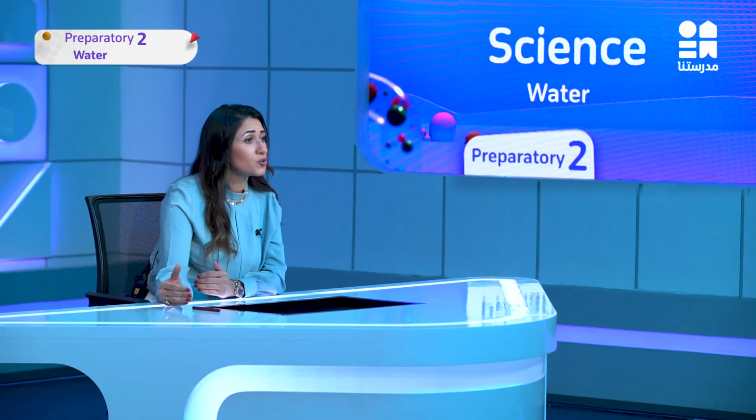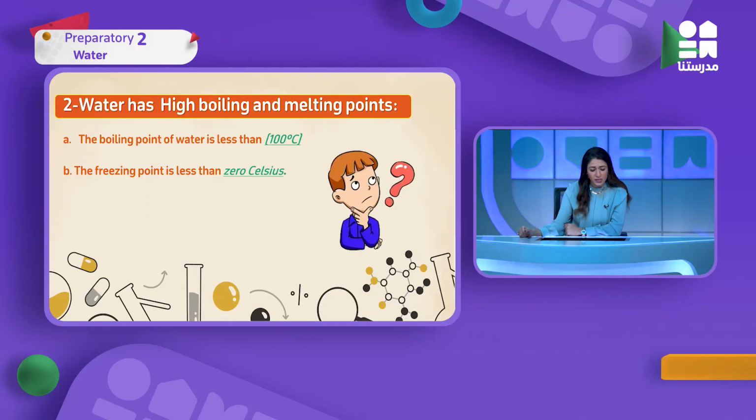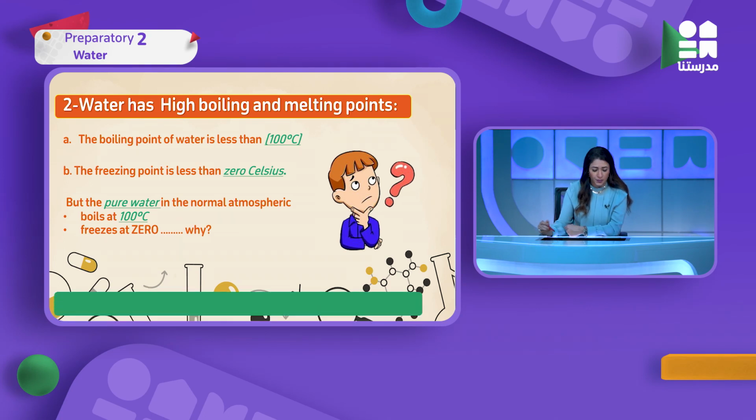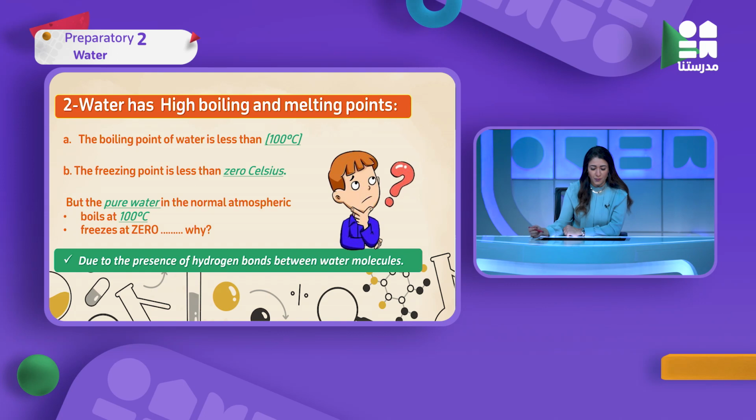طب what is the freezing point؟ يعني changing what؟ Freezing معناه changing water in a liquid state into ice which is a solid state. طب what's the freezing point of water؟ It is less than 0 Celsius. But pure water in normal atmospheric pressure boils at 100 Celsius, and also pure water freezes at 0 Celsius. طب ده نتيجة لإيه؟ نتيجة لوجود الهيدروجين bond between the water molecules. يبقى this is why, due to the presence of hydrogen bonds between the water molecules.